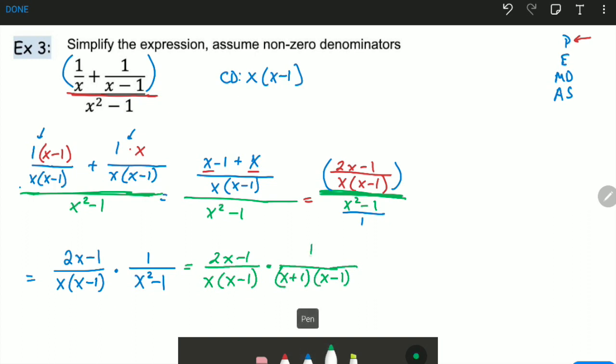The 1 on top doesn't really change. So it looks like this really doesn't cancel out very nicely. Instead, we just end up with 2x minus 1 on top. And on the bottom, we have x and x plus 1 and an x minus 1 squared. Doesn't really cancel out nicely, but it is what it is.